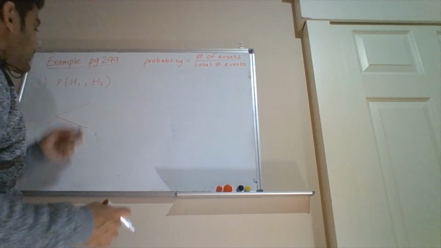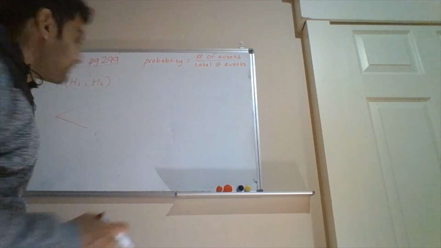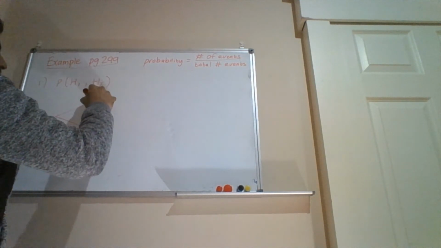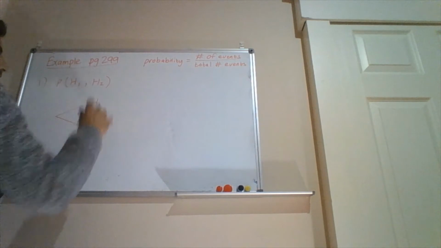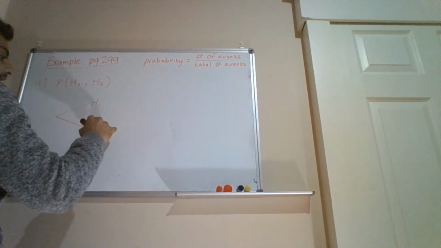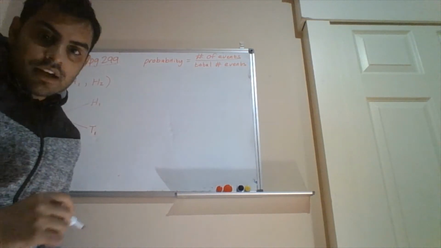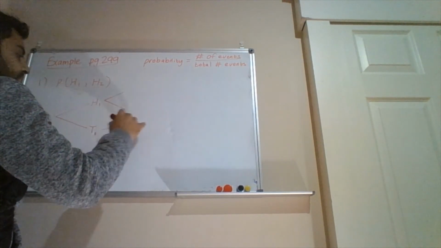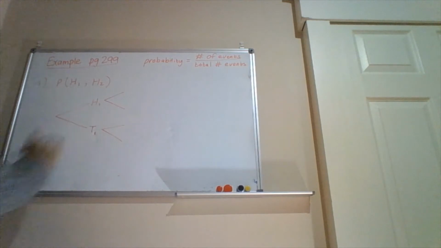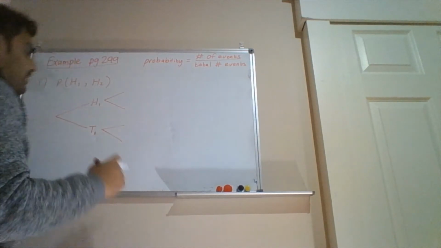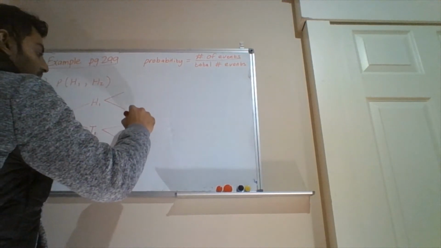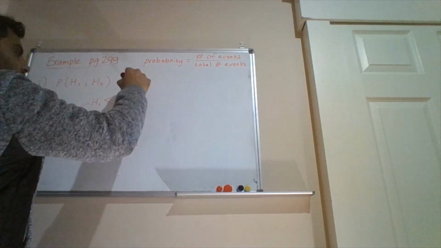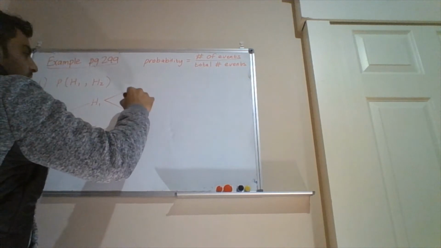And with each possibility there's a branch. So if we flip the first coin, we have the possibility of getting a heads for the first coin or a tails on the first coin. Now for the second coin, it's going to branch out from each of the possibilities from the first coin. So for the second coin, we can either have a heads or a tails, or a heads or a tails.